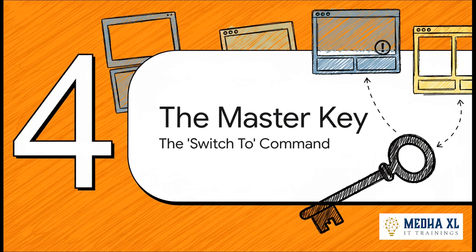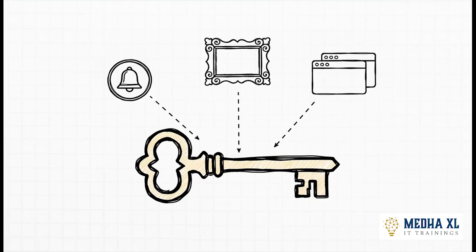So we've talked about alerts, frames, and windows, and it feels like we're talking about three totally separate problems. But what if I told you they all share the exact same solution? It is time to reveal the master key that unlocks all of these hidden dimensions. Okay, this is the big aha moment. The secret is that you don't need to learn three different complicated solutions. You just need to understand one single powerful concept, the idea of switching context.